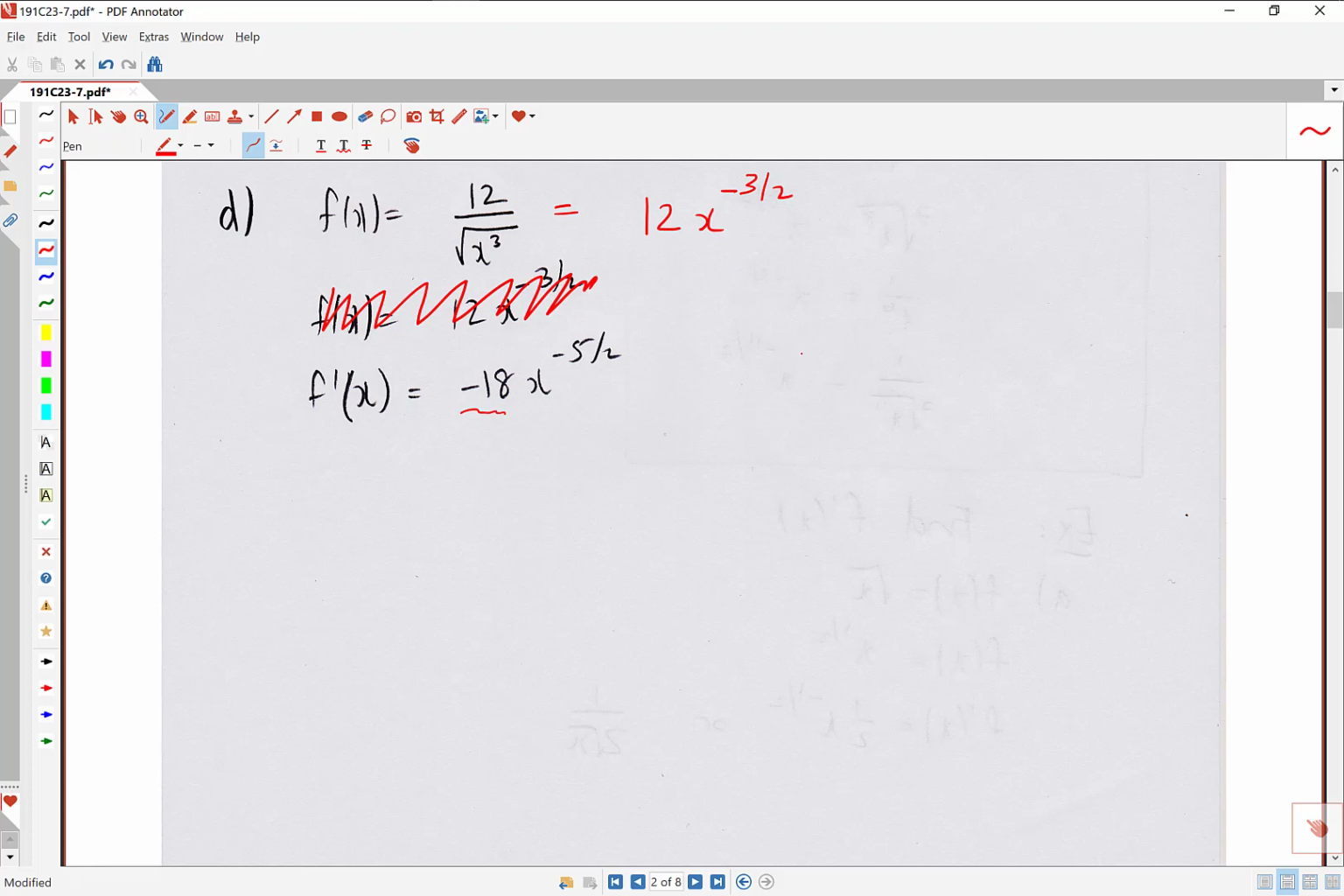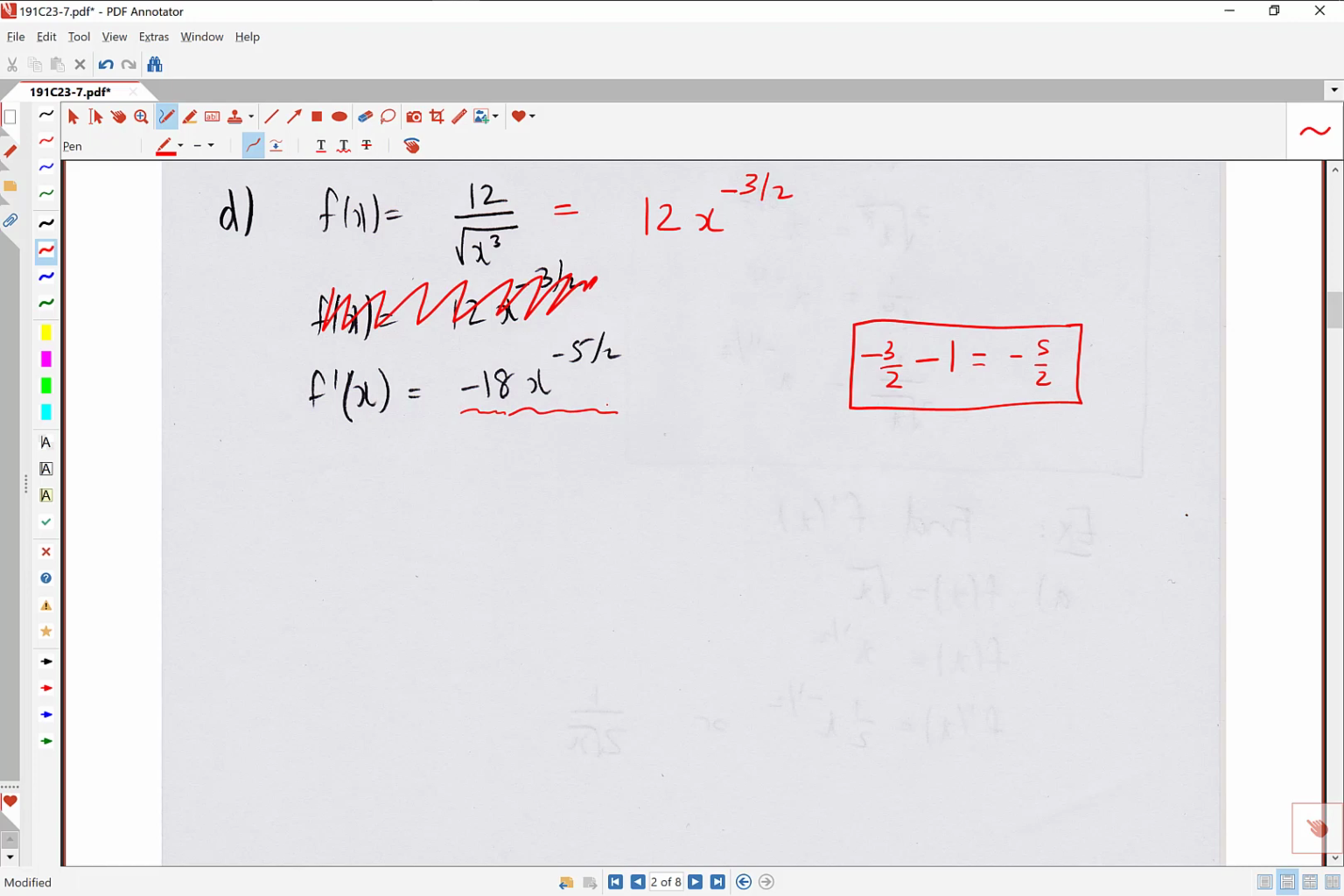And then the power is going to decrease. So if you've got a negative exponent, it's going to become more negative when you take the derivative, because you're going minus 3/2 minus 1. Overall, that's going to give us minus 5/2. Okay, so that's going to be our new exponent. So there's our derivative, minus 18x to the minus 5/2.